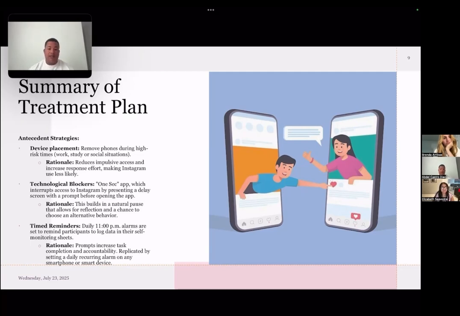And the time reminders are going to help us too. We're going to set an alarm at 11 p.m. as a reminder that we have to log the data that we collected during the day. This prompts increased task completion and accountability, implemented by setting a daily recurring alarm on a smartphone device.